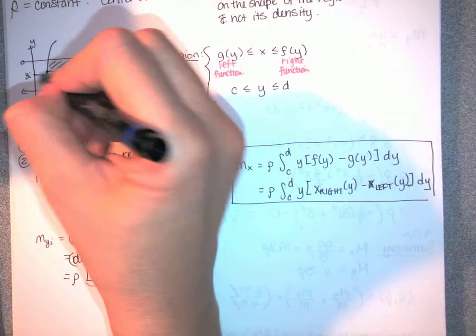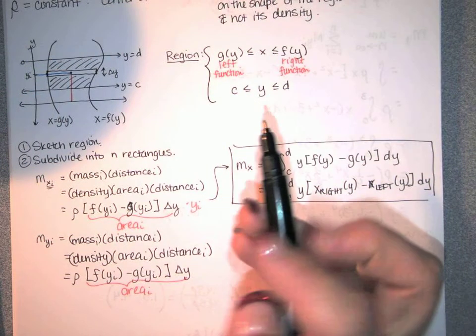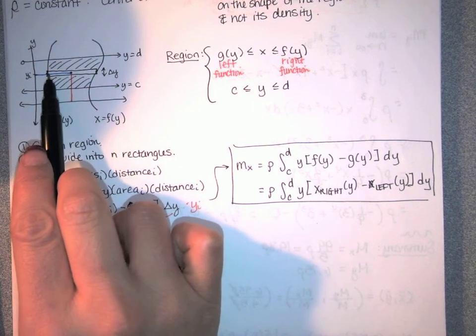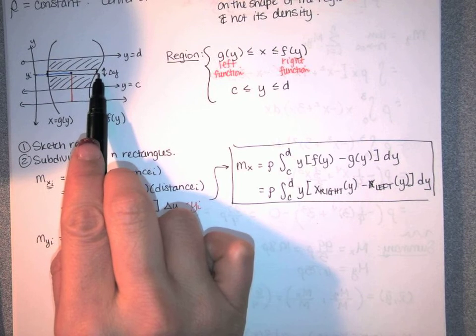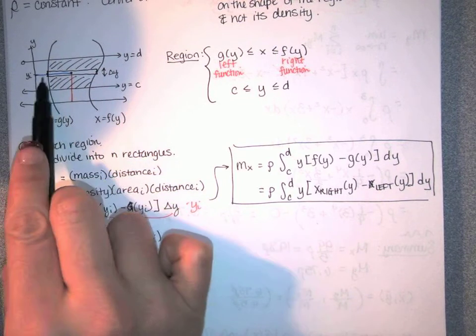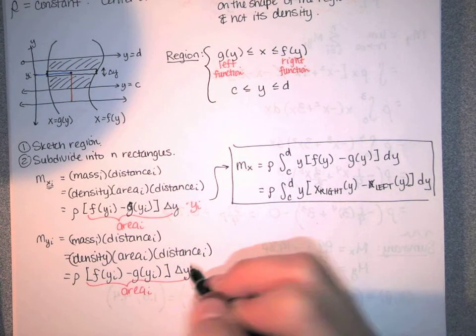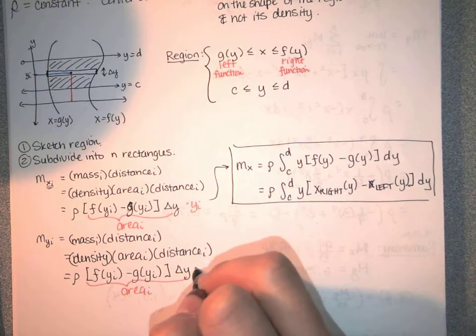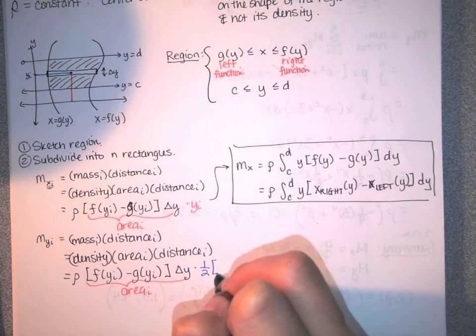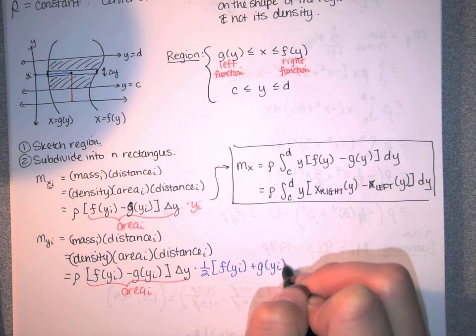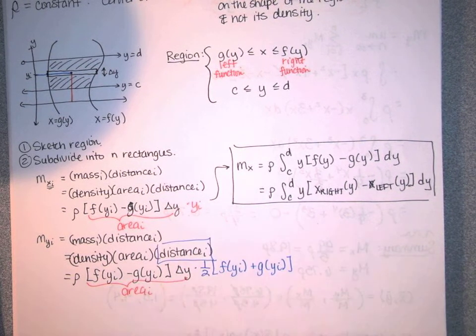And this distance here, be careful, it's not the x value. It's the average x value. X is going between this function on the left and this function on the right. So it's the average of this one and this one. To find the average of two x values, I just add them together and divide by 2. So this distance here, the distance to the y-axis, is the average x value. So it's 1/2 of f of y plus g of y. That's my distance. And I can simplify this, put all these pieces together.